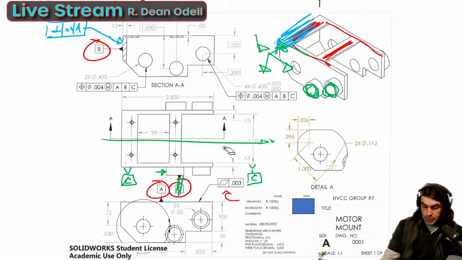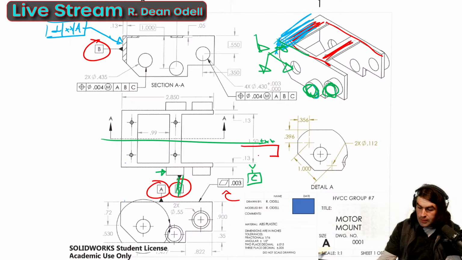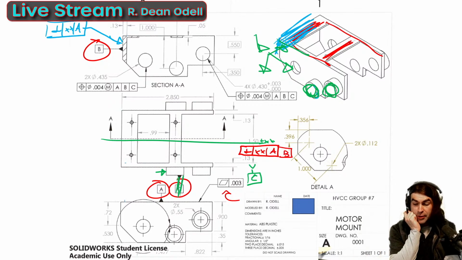Okay, so we moved datum C, and we would want to qualify this, so we could use a perpendicularity here to A and B, and then we'd be all set, right? That would be a fully defined datum reference frame. And from there, we would build out everything else.